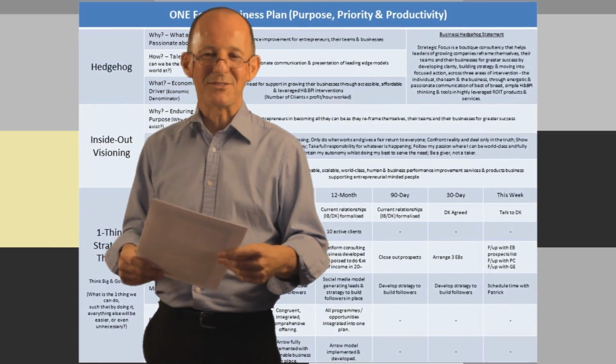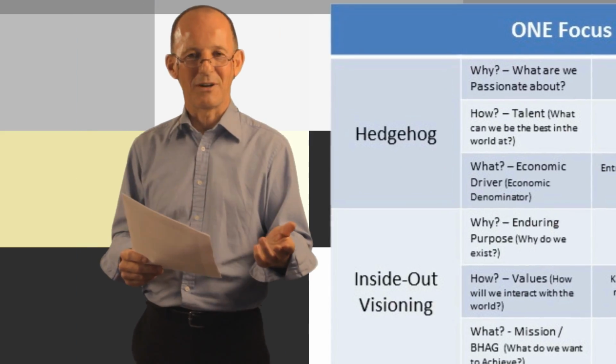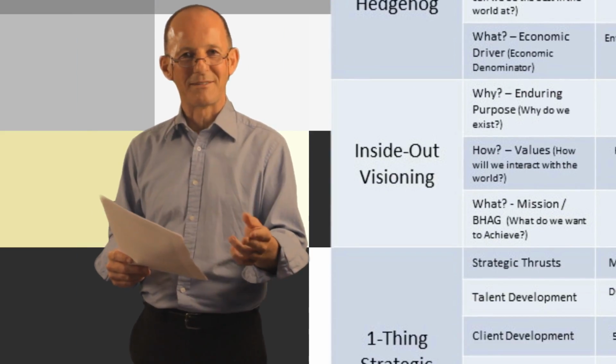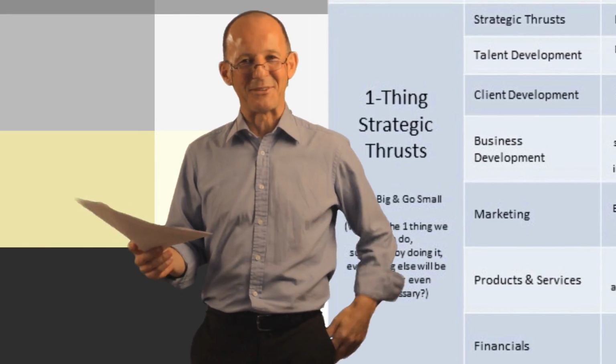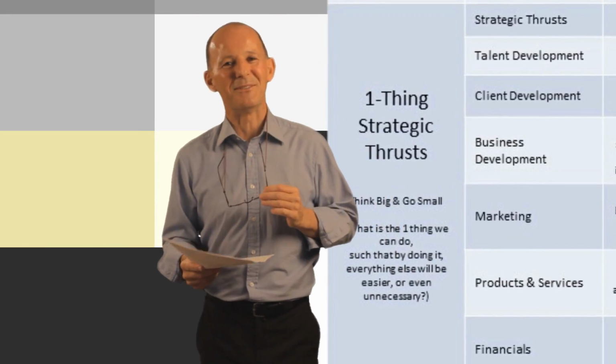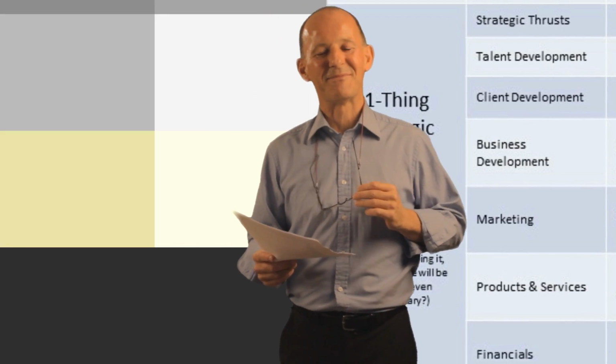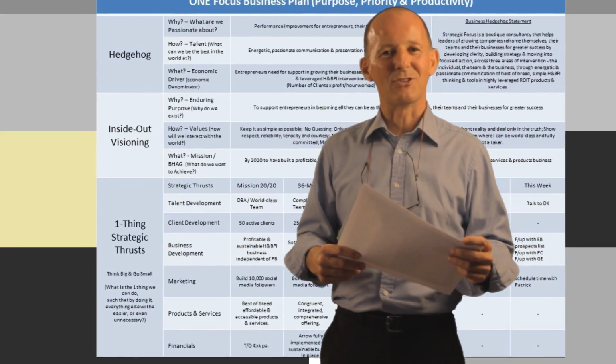There are three parts to it. The first one is called the Business Hedgehog. The second one is called Inside Out. And the third one is called, what is the one thing I can do such that by doing it, everything else will be easier or even unnecessary? So let's start at the top. Let's start with the hedgehog.